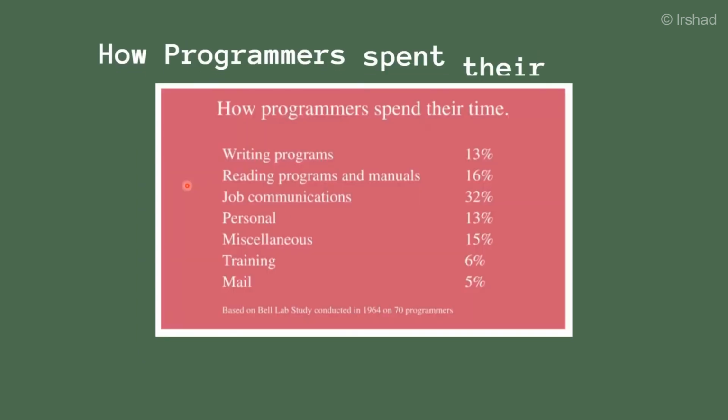Now, how programmers spend their time: for writing they usually spend 13%, reading manuals 16%, and 32%. In this way a programmer spends their time, and it depends upon the programmer whether they spend more time developing the code or more time reading the requirements. It will be much better to spend time reading requirements, because early errors will be detected.